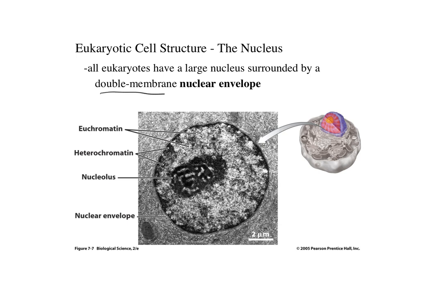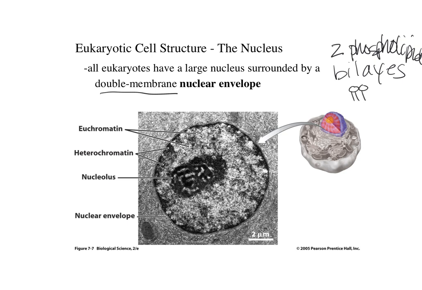Double membrane. What does that mean? Two lipid bilayers, two phospholipid bilayers. Right? So if we were drawing, glycerol, phosphate. Right? The little P guys. We're just going to do that. This is one bilayer. It is a double bilayer.